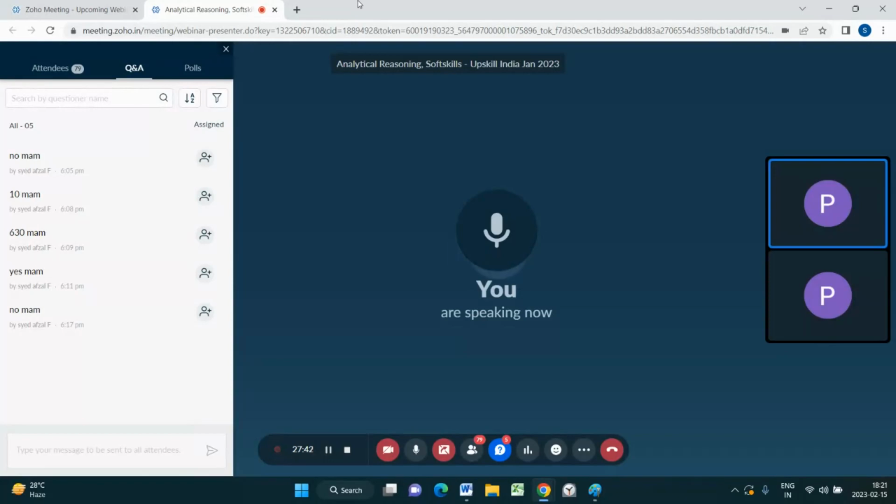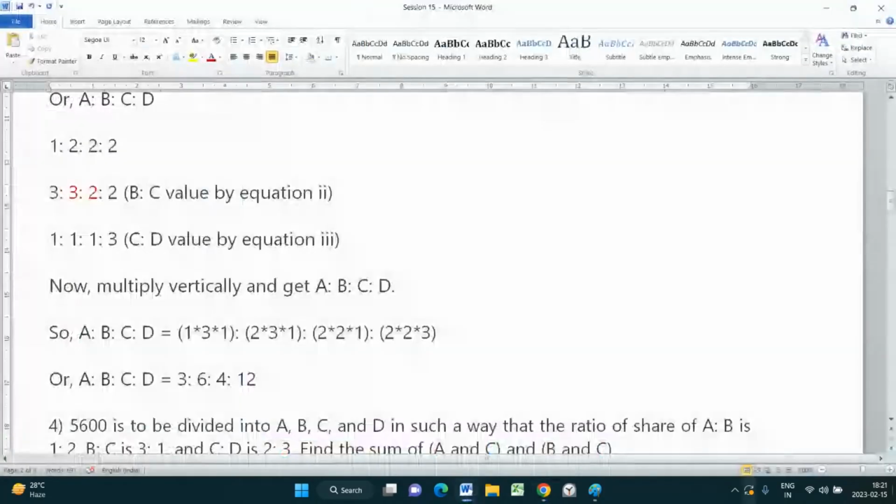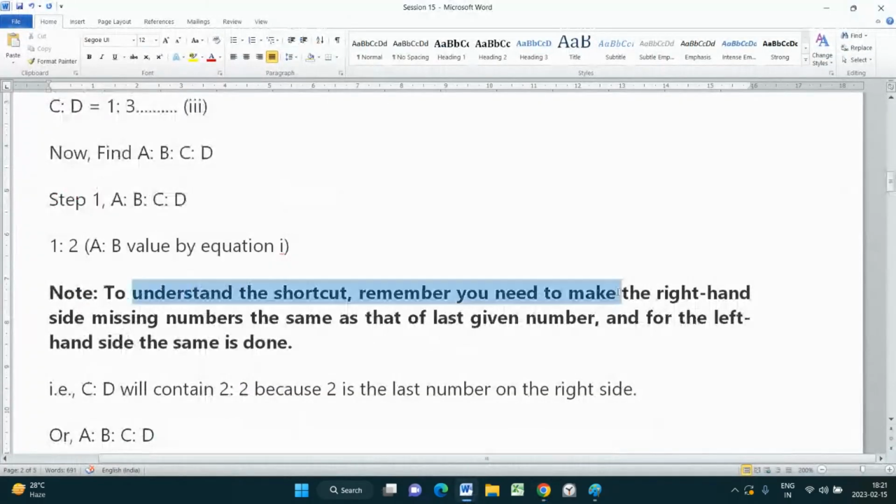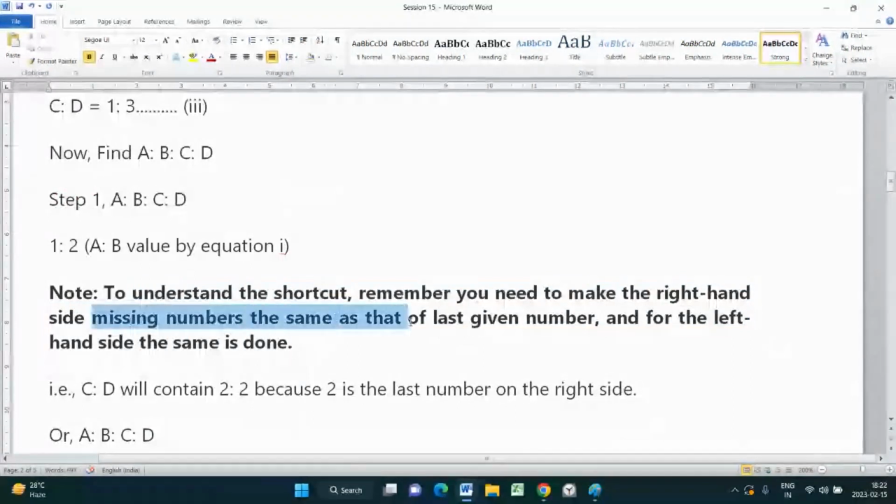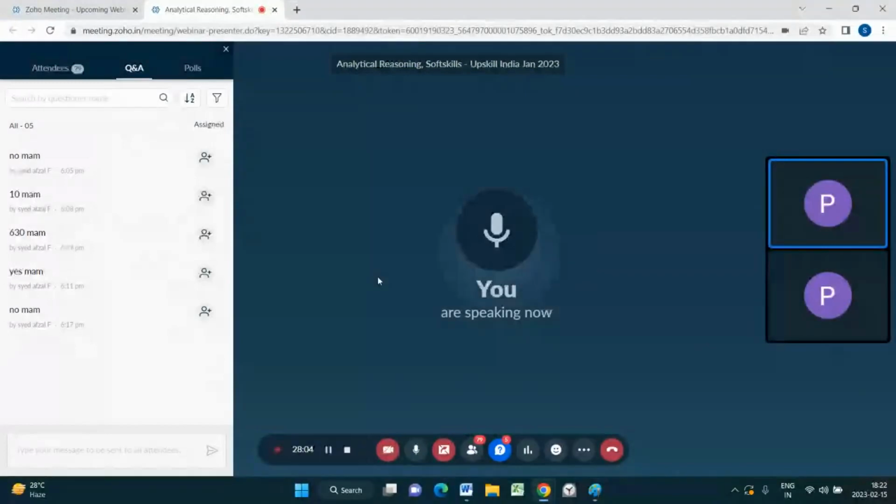We have the habit of taking LCM, correct? This is the same principle, LCM principle. Whatever we have given here, make the right hand side missing numbers the same as the last given number. Left hand side, do the same, repeat the same. This is the principle of LCM.